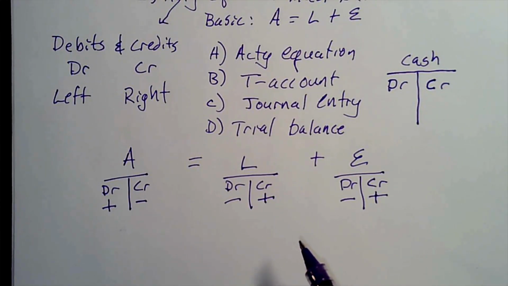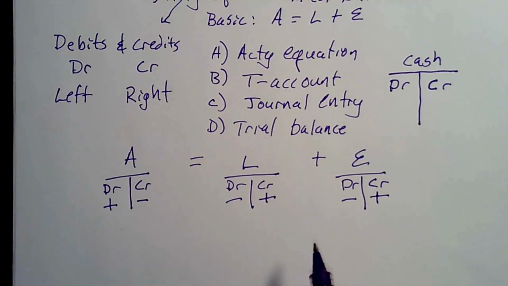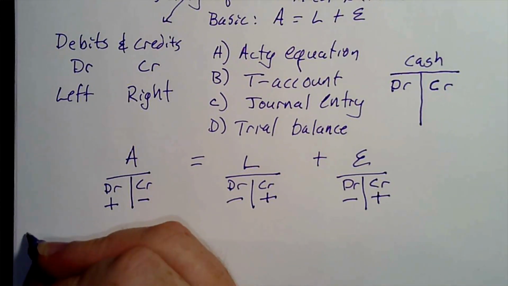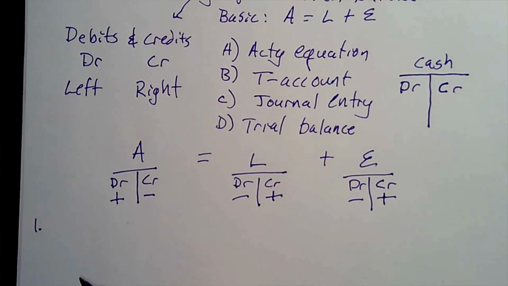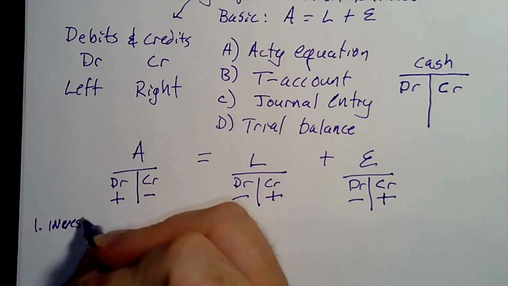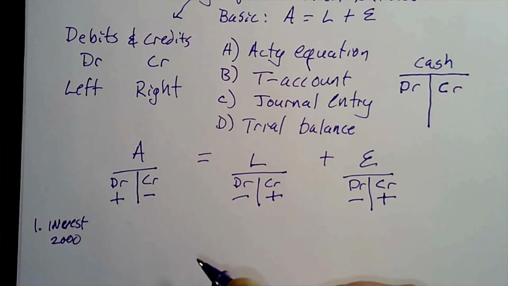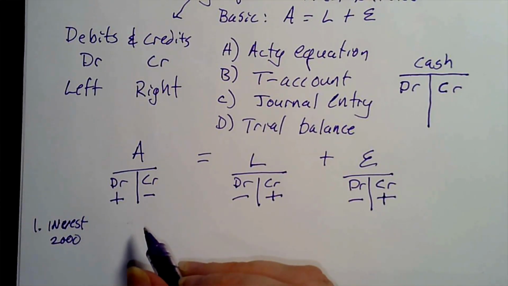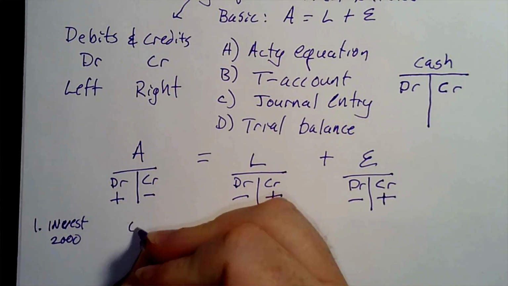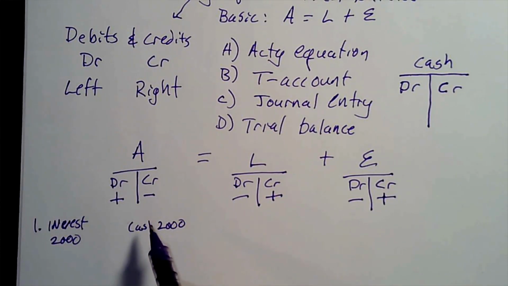So let's take a look at a number of business transactions, and let's try and define them using the accounting equation, but also using debits and credits. So the first business transaction we want to do is an owner invests cash in the company, and let's say it's $2,000. Well, here, the particular asset account is going to be cash, $2,000. But now we have to decide.